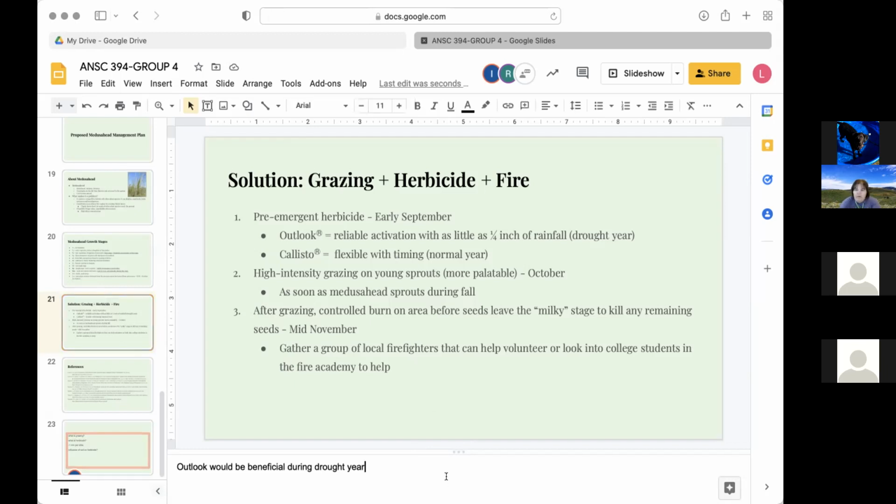Okay, and good, you've got some dates and stuff in here, so that's good. So pre-emergent herbicide in early September. Okay, and then high intensity grazing.